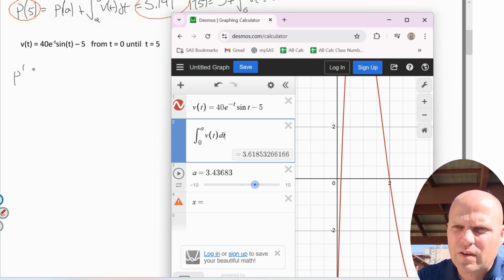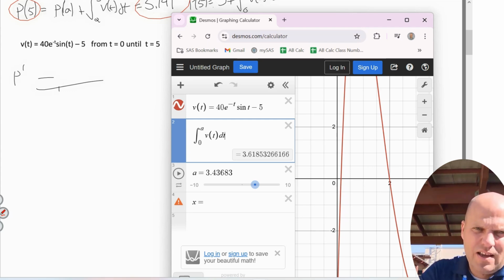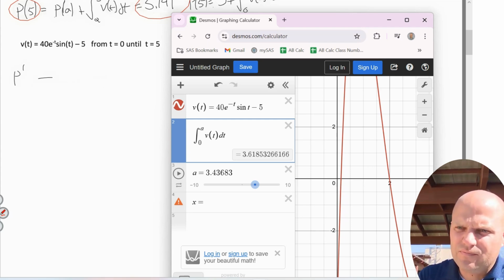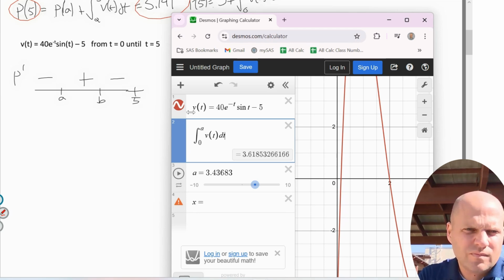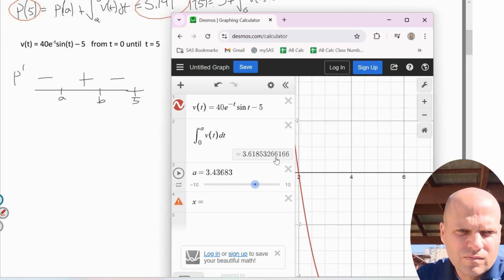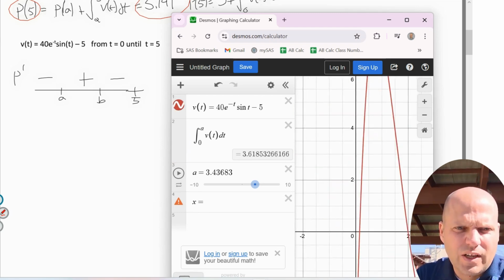So my derivative is negative until A, which I'll find in a second, and I'll write down the A. My derivative is positive until what looks like 2. I'll call it B. And then it's negative until 5. Yeah, definitely negative until 5.